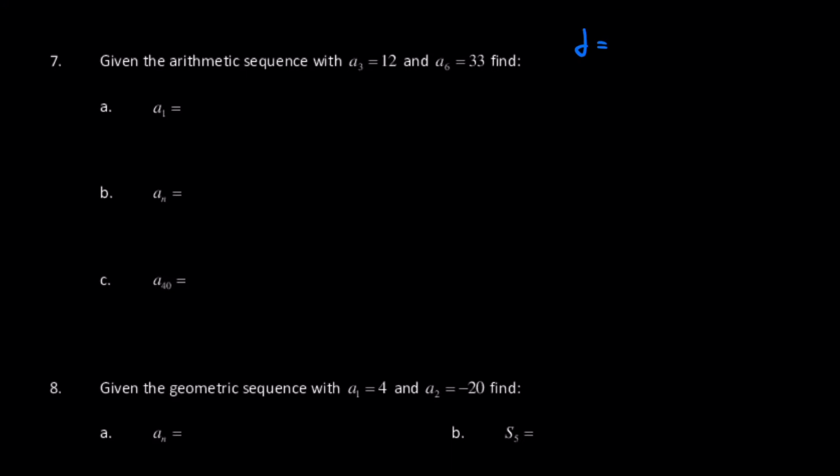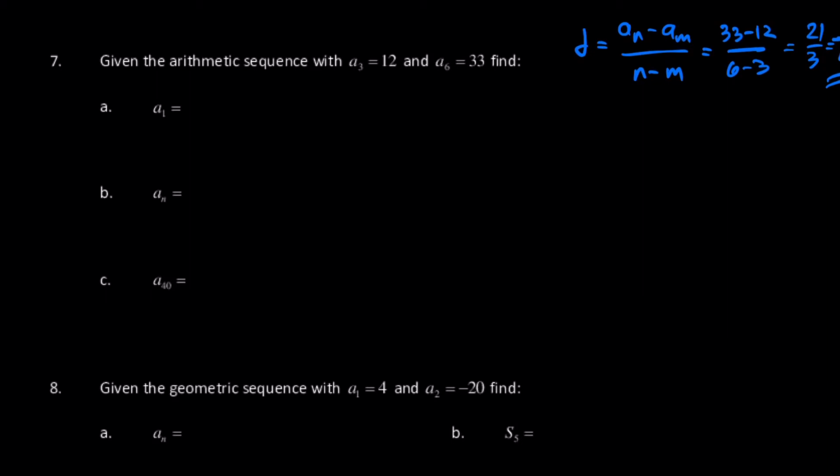I have to recall my formula for finding d. Again, because it's the review, I'll just write this out. a sub n minus a sub m over n minus m. So in this case, that ends up being 33 minus 12 over 6 minus 3. All right, that's 21 over 3. That is 7. So I know d is 7.